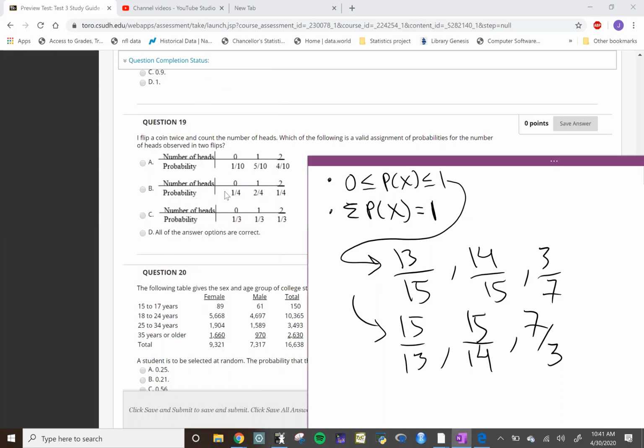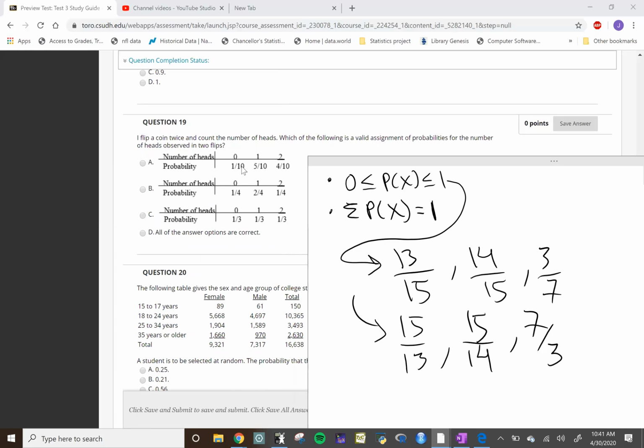So look at all of these fractions right here. Are all of these fractions good? Let's see. Is 1 over 10 good? Yeah, so all of these fractions are good. If you look at 1 divided by 10, 5 divided by 10, 4 divided by 10, 1 divided by 4, 2 divided by 4, 1 divided by 4, 1 divided by 3, 1 divided by 3, 1 divided by 3, all of them are good.